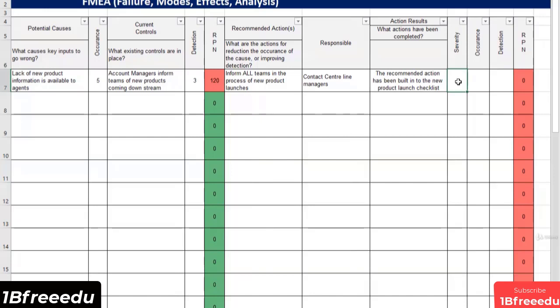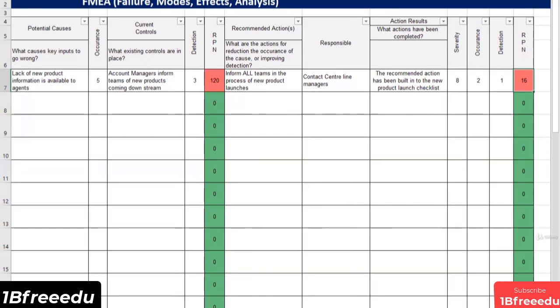what has actually happened? So we could say our severity remains at 8 because if it happens, it's a severe issue. Our severity does not change. Our occurrence last time was 5, but we could say now, because we've got this checklist, because we've got this built in there, our occurrence has gone down significantly. We could put that at a 2. And detection, because we have the checklist, because we have the contact center line managers in control here, we can place that as 1. So you can see here how you get a big jump down from 120 to 16.